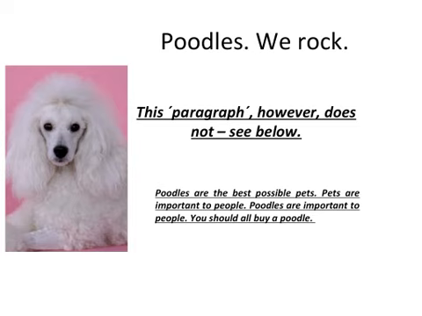If you have a look at the paragraph below, it says, Poodles are the best possible pets, pets are important to people, poodles are important to people, and you should all buy a poodle. It's not a great paragraph, is it? It's not a compelling argument. It isn't clear what the question behind this paragraph is. There's no main point being made, there's no evidence or examples to support that main point, there's no real analysis, and there's no link to the questions being asked.